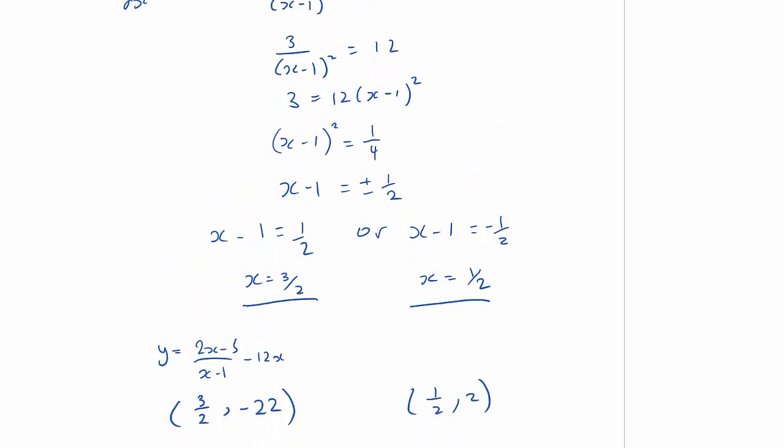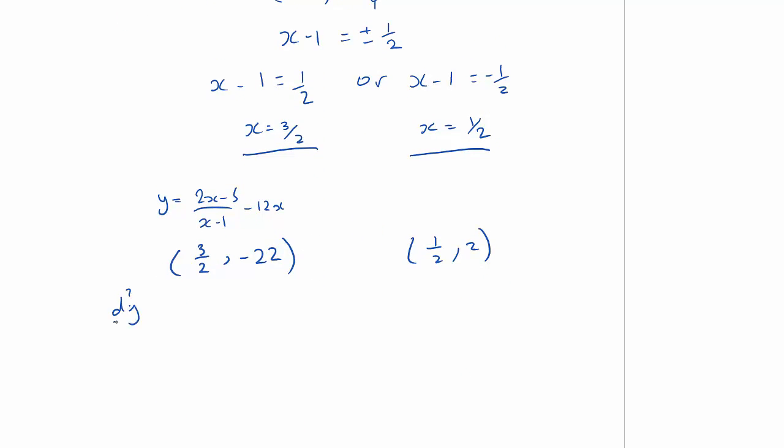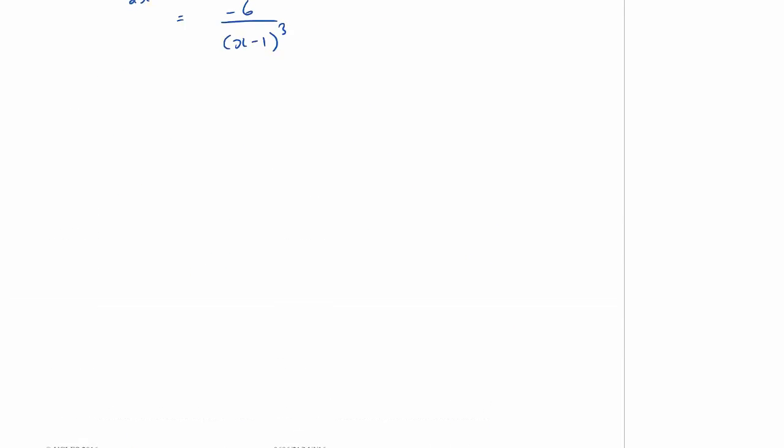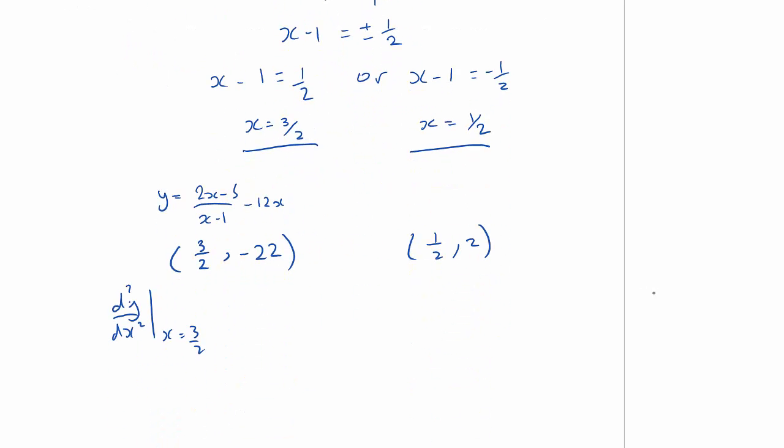And we want the nature. So d2y/dx squared when x equals 3 over 2. Well, let's have a quick look at that. d2y/dx squared was this, negative 6 over (x minus 1) cubed. So if we put 3 over 2 there, that's going to be 3 over 2 take away 1 is a half, cubed. So that's negative 6 divided by 1/8, which is negative 48. So that is a maximum.